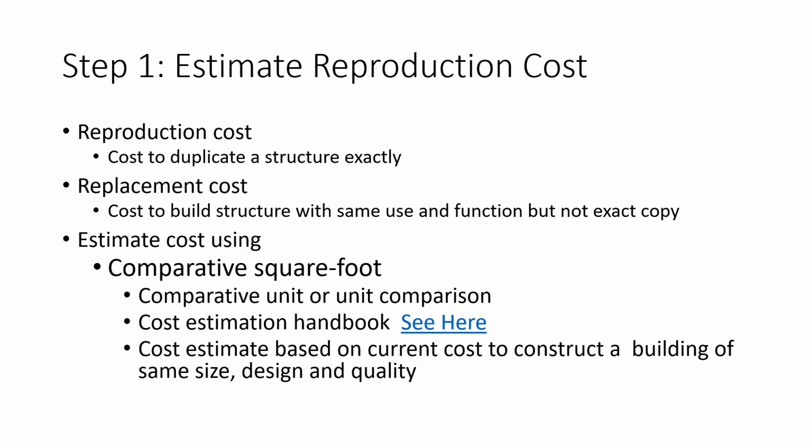We can use a comparative square foot method, or we can use a comparative unit or unit comparison, and for these we use an estimation handbook, and the cost is estimated based on the current cost to construct a building of the same size, design and quality in your area. I'm just going to show you an example of a cost estimation handbook here.